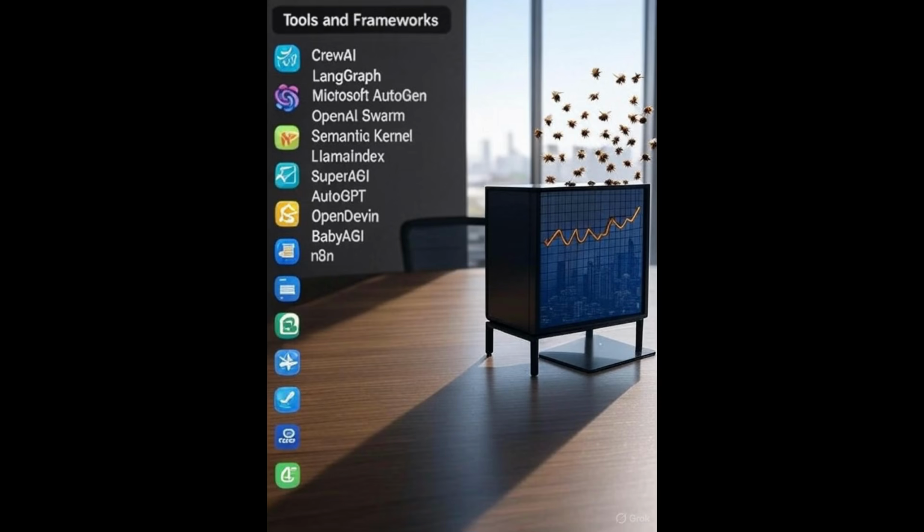Tools and frameworks. There are around 45 which I have collected and I would like to address those. The following tools and frameworks enable the creation, orchestration, and deployment of agentic AI systems, ranging from open source to enterprise-grade solutions.